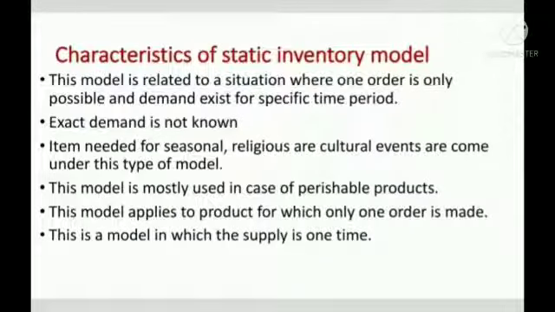Characteristics of static inventory model. This model is related to a situation where only one order is possible and demand exists for a specific time period. Exact demand is not known. Items needed for seasonal, religious or cultural events come under this type of model. This model is mostly used in case of perishable products. This model applies to products for which only one order is made. This is a model in which the supply is one time.